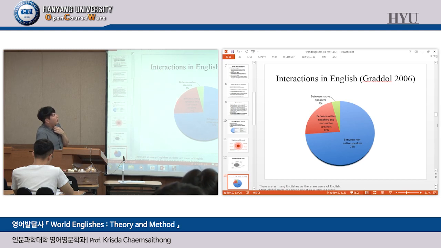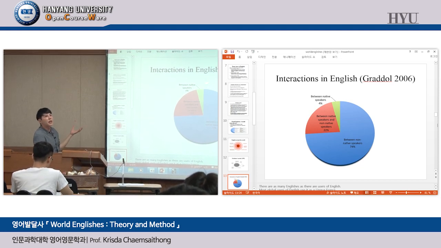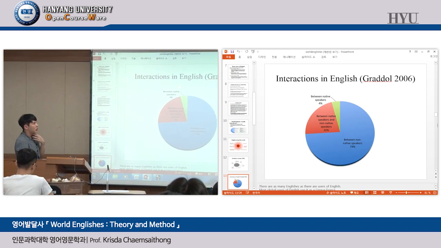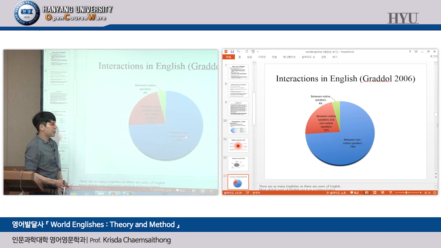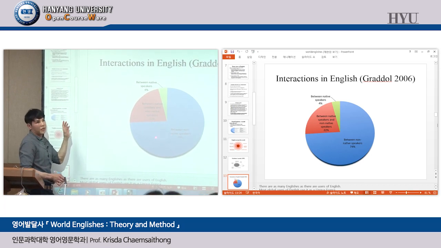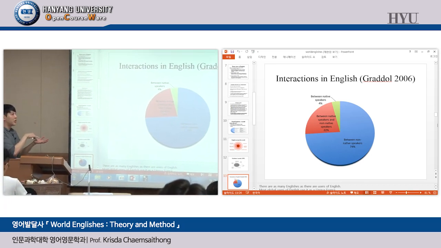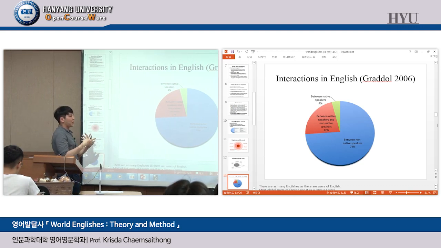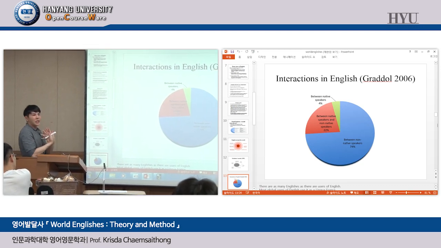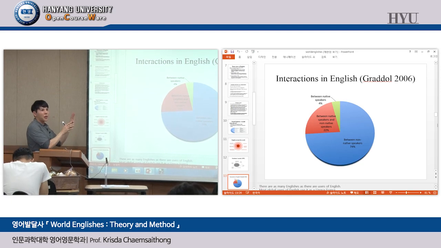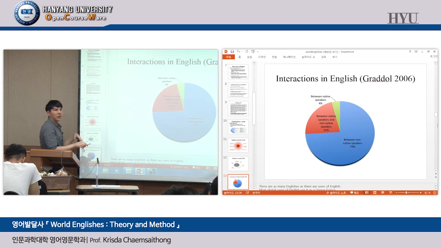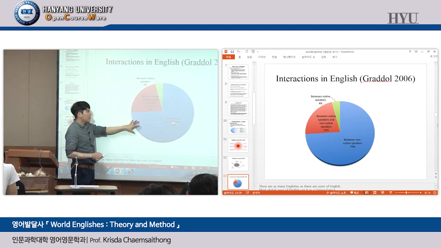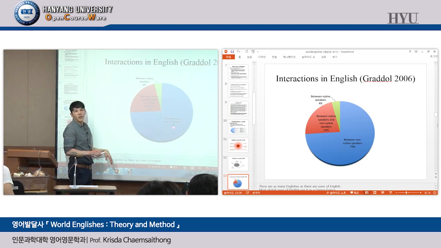This graph shows you interactions in English, the estimated number of interactions in English. The blue area is between non-native speakers. We use the traditional terms here because people have the same understanding of them, even though these terms are problematic. Between non-native speakers, 74%.